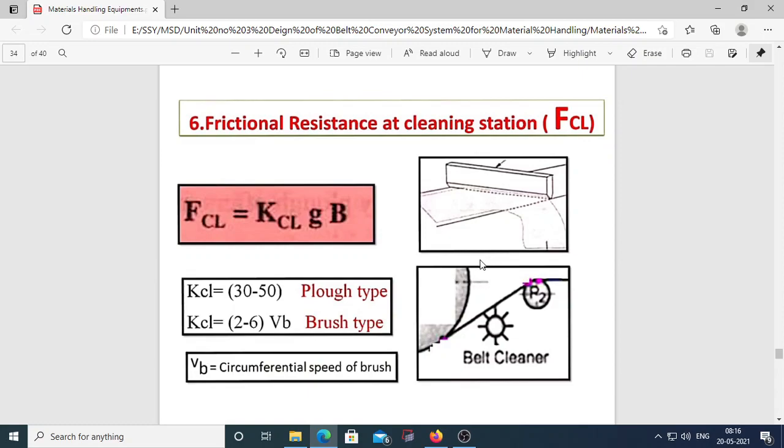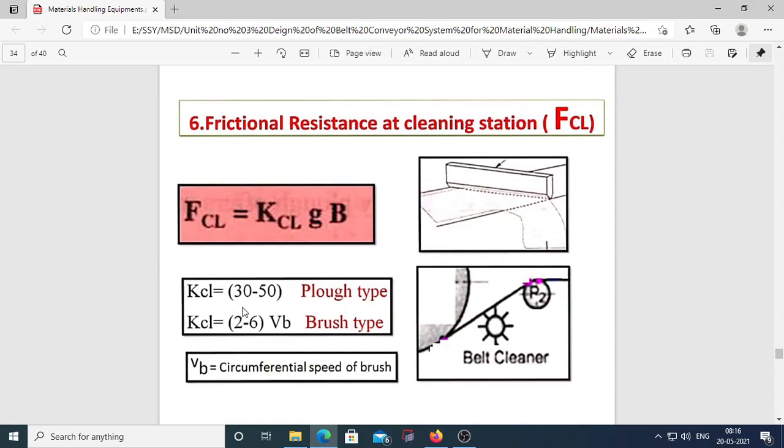Then how do we calculate that? FCL is equal to KCL into G into B. You should remember that formula. KCL is used for the plow type cleaning device. This value is between 30 to 50.